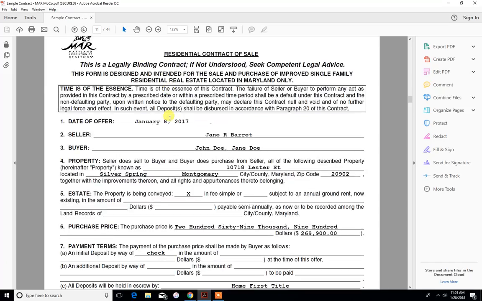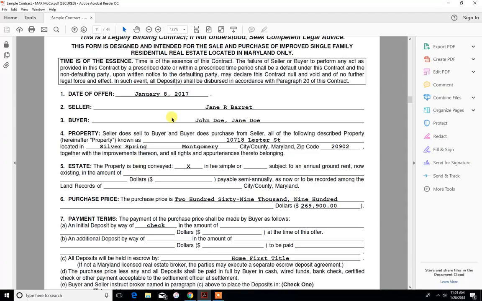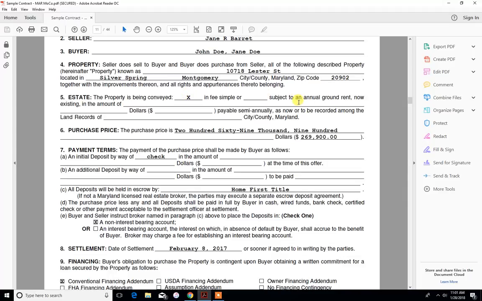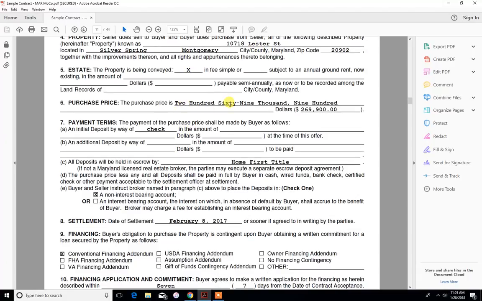Okay, so here's the contract of sale. For sample purposes, I use this on a listing that I had in Silver Spring. All right, so let's go through the contract. These are just the particulars of everybody involved. Here's the seller. Here's you guys. The address. Fee simple just means you don't have to pay any ground rent. You own the property and the land underneath it. In Baltimore, you have to actually rent the ground on some of these properties. Here's the sale price.